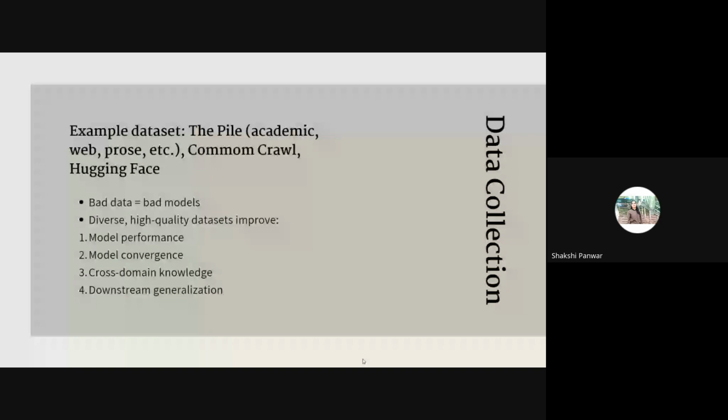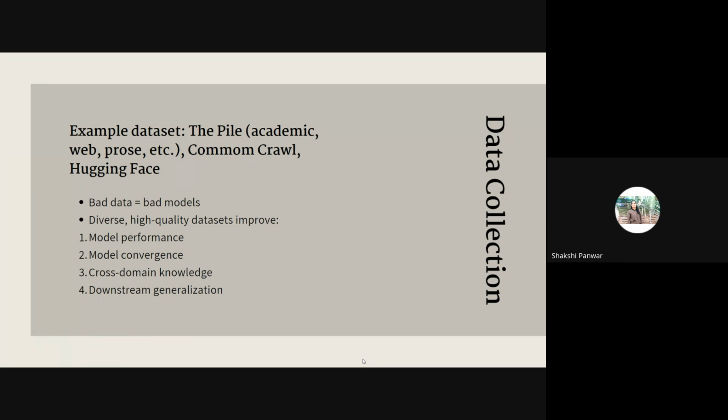So now, data collection. It is a very important part of any model. We are discussing the critical process of data collection and dataset preprocessing. The quality of the dataset significantly influences the performance of the model. Diverse, high quality datasets offer several benefits. If we have bad data, then obviously we have a bad model.